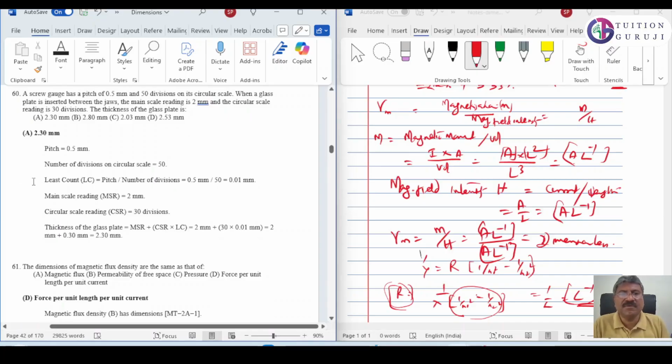Okay. A screw gauge has a pitch of 0.5 mm and 50 divisions on its circular scale. When the thickness of a glass plate is to be measured by inserting it between the jaws, the main scale reading is 2 mm and circular scale reading is 30 divisions. So we know that pitch is 0.5 mm and the number of circular divisions is 50. So least count is equal to pitch by number of divisions, 0.5 by 50, which is 0.01. The thickness of the glass is MSR plus CSR into LC. So 2 plus 30 into 0.01 is equal to 2.3 mm. Okay.